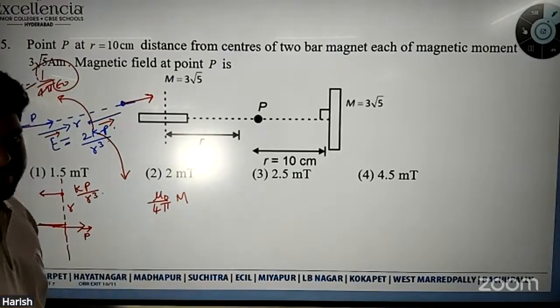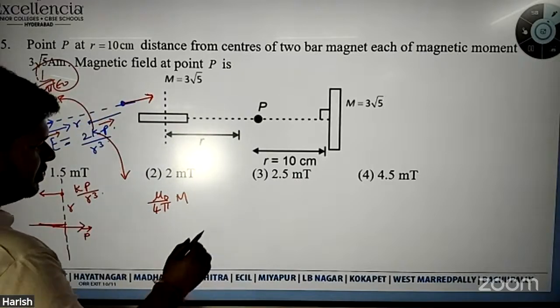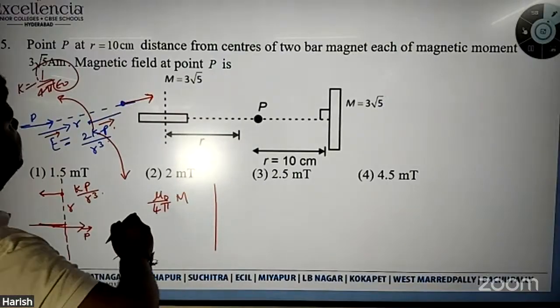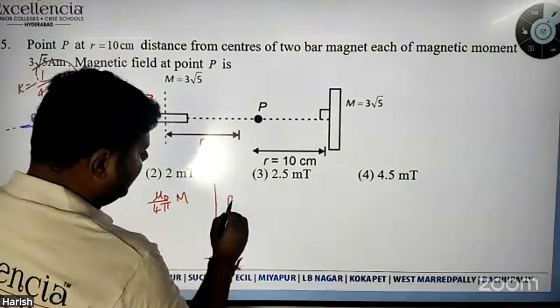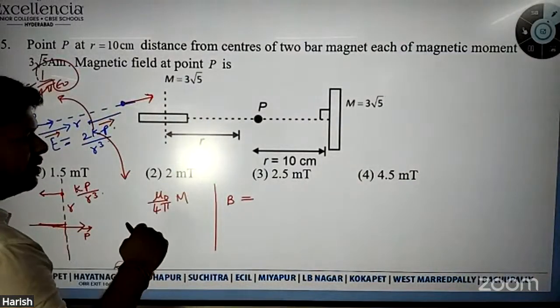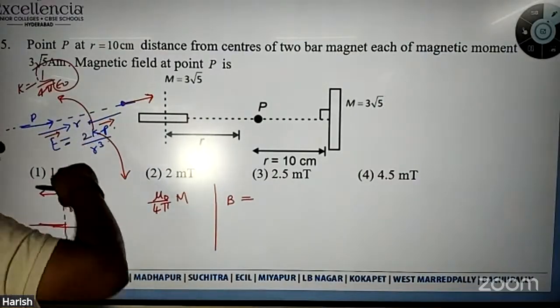And R is anyway distance M. So if I correlate now, here electric field, but here magnetic field. Right? So magnetic field due to magnetic dipole at a point on the axial line is given by, look at this formula, I'll write the same thing.